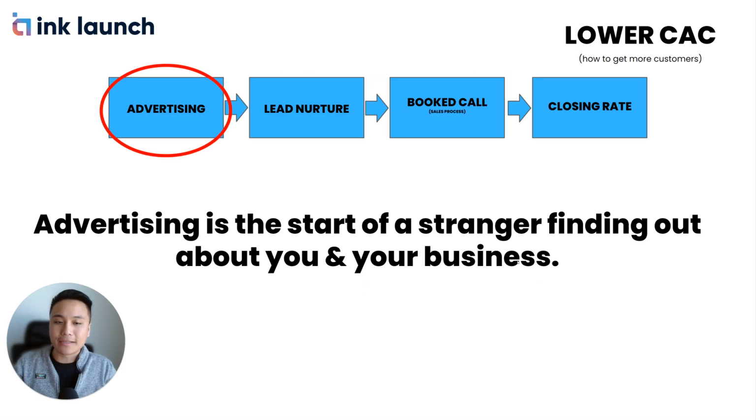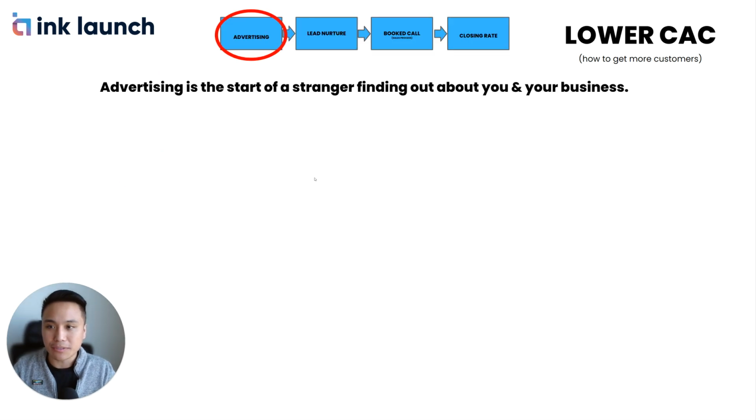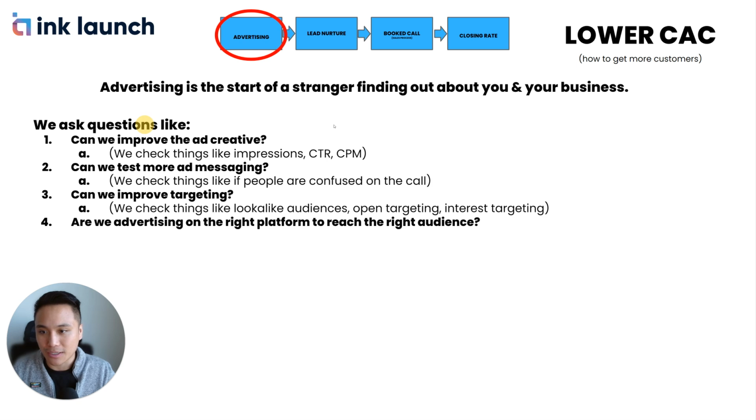So the way we look at it is underneath each pillar right here, there's a set of questions. If we can answer that question, we answer it. If we think it's not the main constraint of the business right now, we skip it. So for example, as we start with advertising, these are the set of questions that we tend to ask.